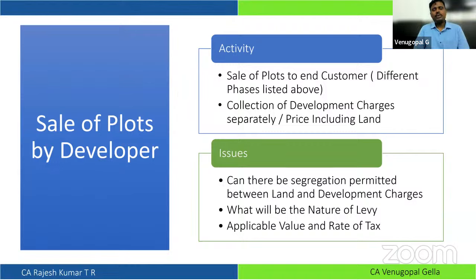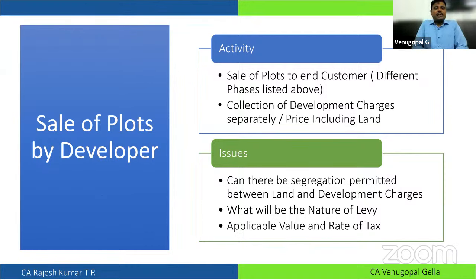When it comes to the sale of the plots by the developer, the plots of the end customer, which could be at different phases during the course of development, post-development, everything. Now, collection of development charges sometimes is included in the land, sometimes is not included in the land. Let's look at those. Firstly, the issue is, can there be a segregation permitted between land and development charges? Because I've been saying two models. The answer is yes. A developer, while he is selling the plot, he may say, I am selling this plot at 3,000 rupees per square feet. Or he may say, I am selling this at 2,000 rupees per square feet plus 1,000 towards infrastructure. Both types of agreements are possible.